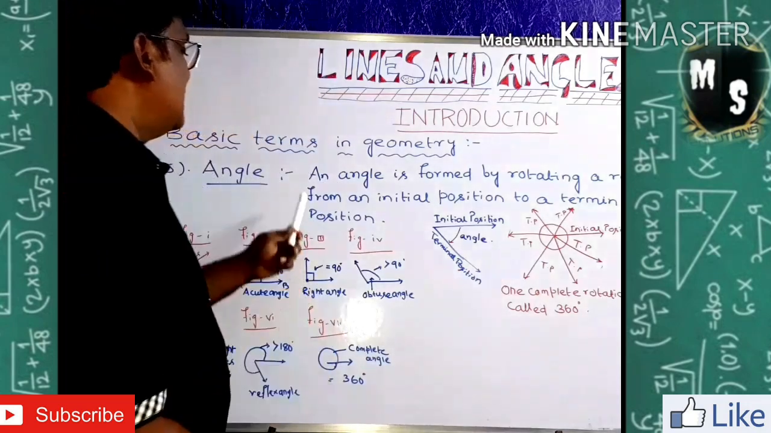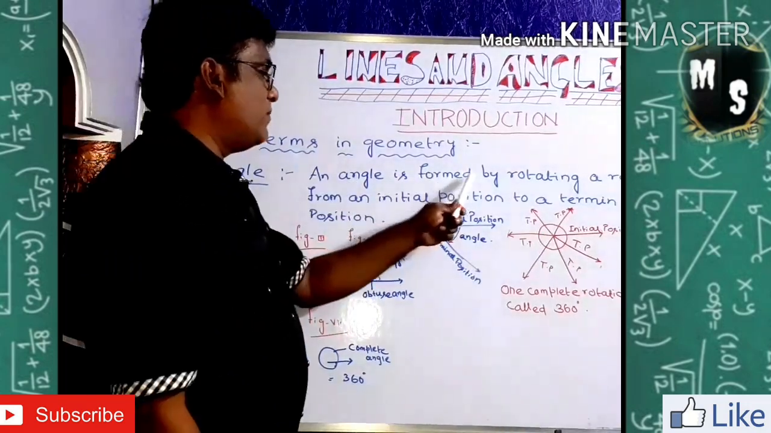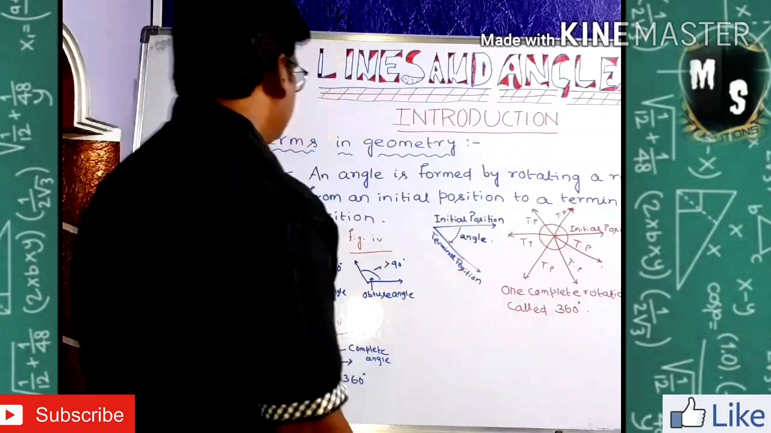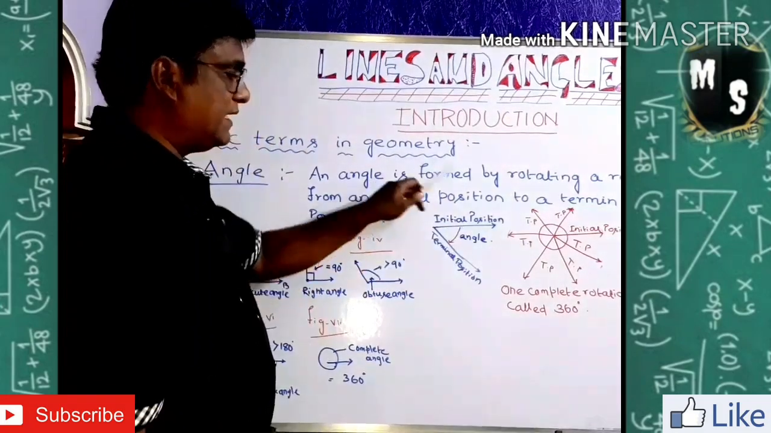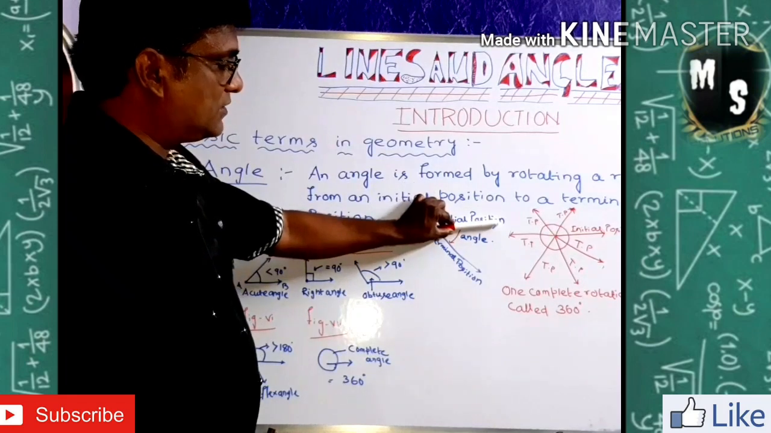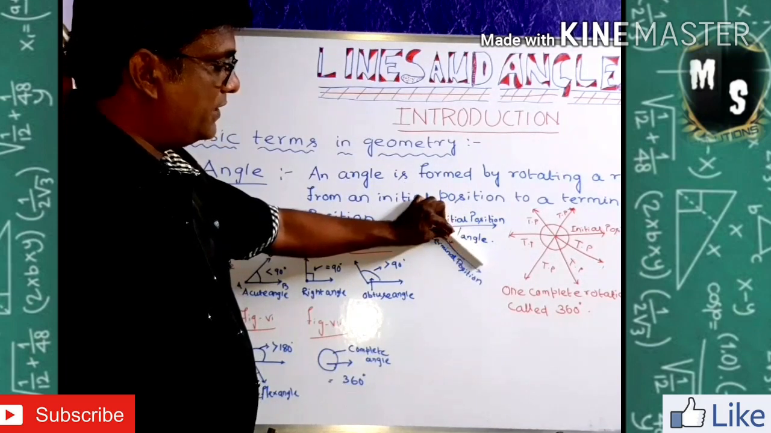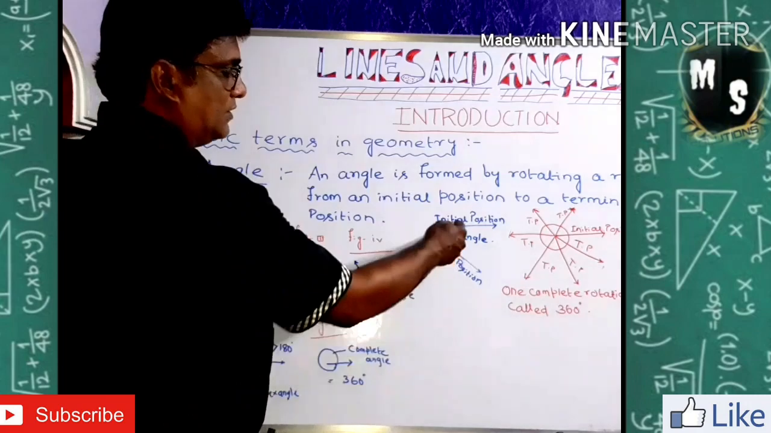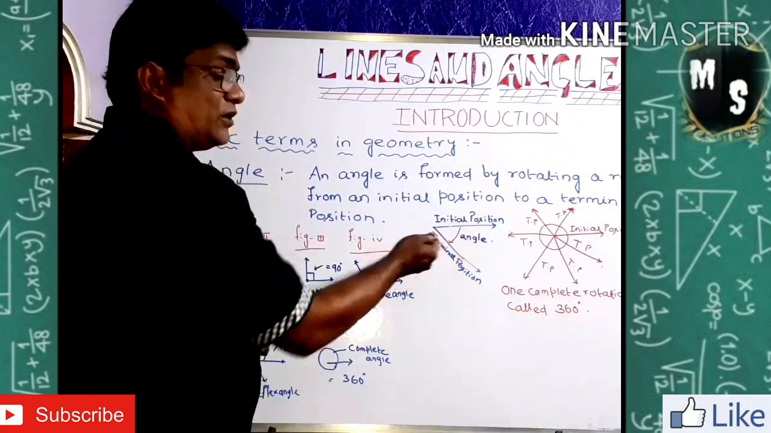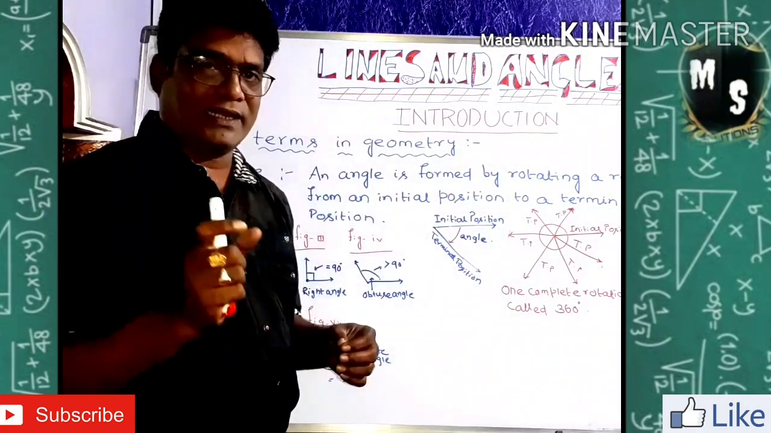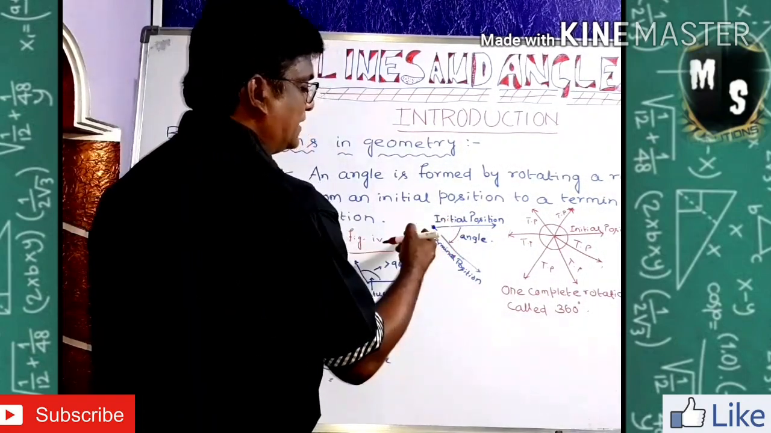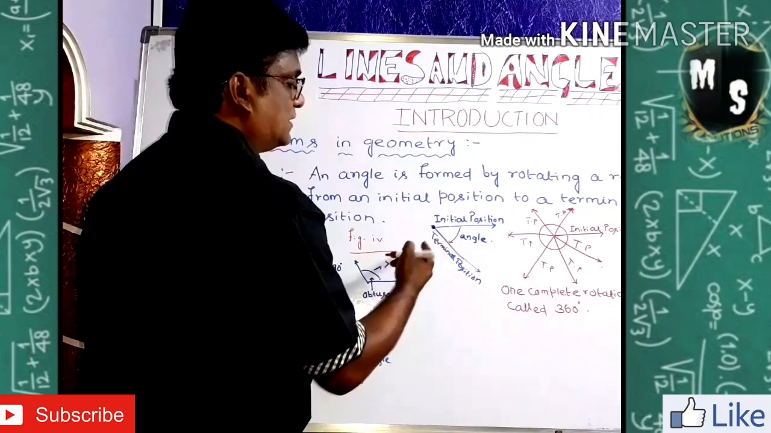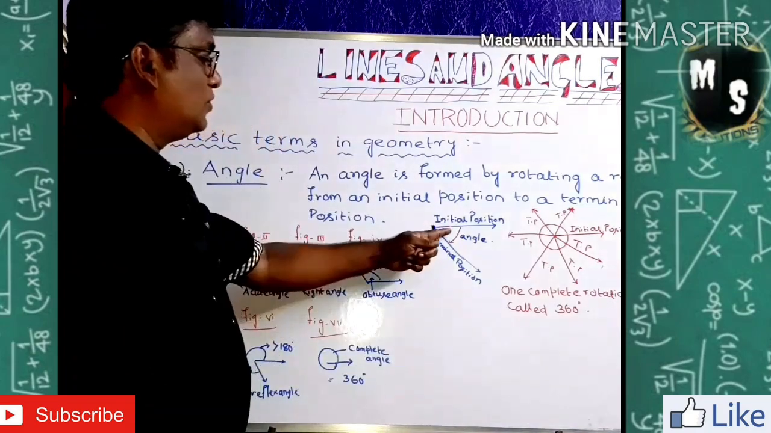So what is it saying? An angle is formed by rotating a ray from an initial position to a terminal position. That means a ray is there, and when it is rotating and coming in this direction, the space created by this rotation is called your angle. So for an angle, what is needed? See now, a point is there. That point is always the common point for both the rays.